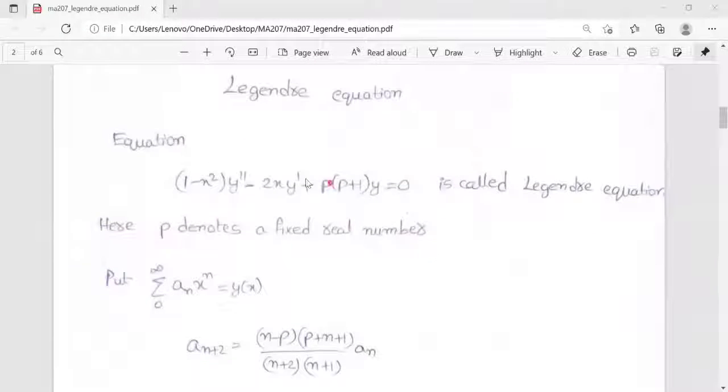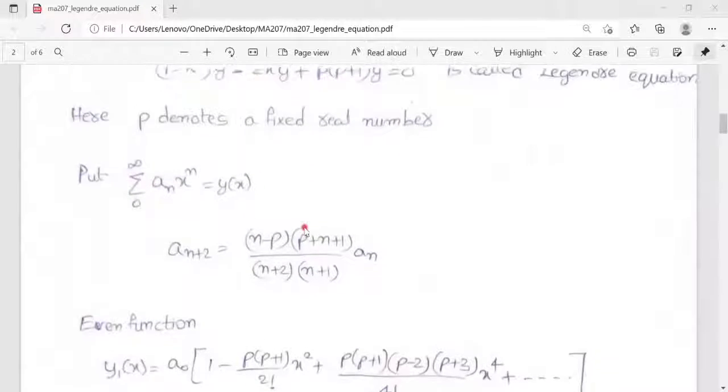This differential equation is known as Legendre's equation: (1 minus x squared) times the second derivative of y, minus 2x times the first derivative, plus p times (p plus 1) times y, is equal to 0. Here p denotes a fixed real number.